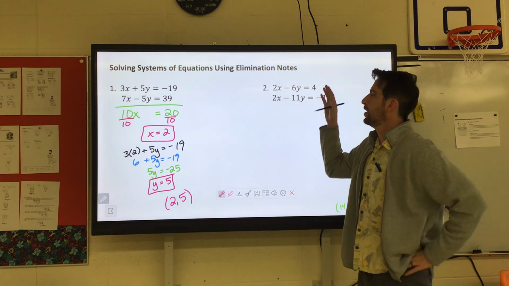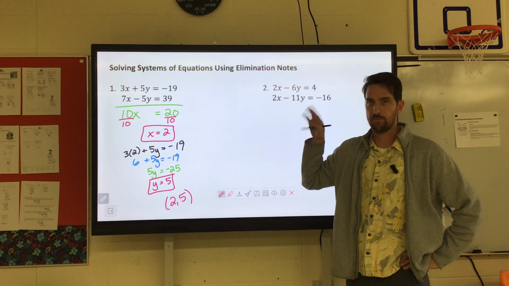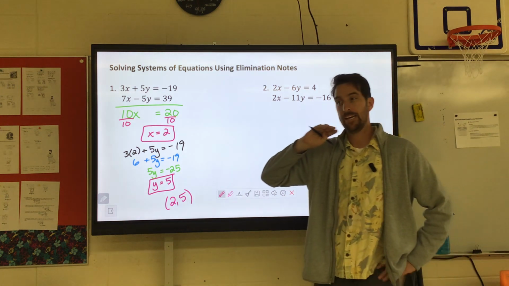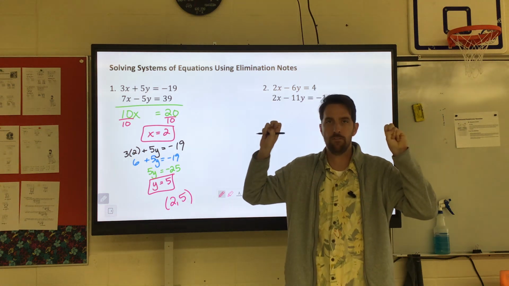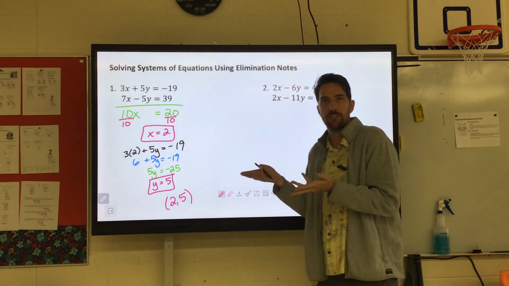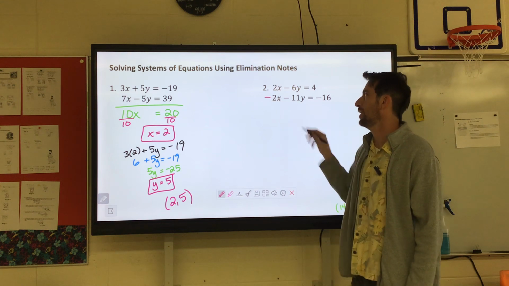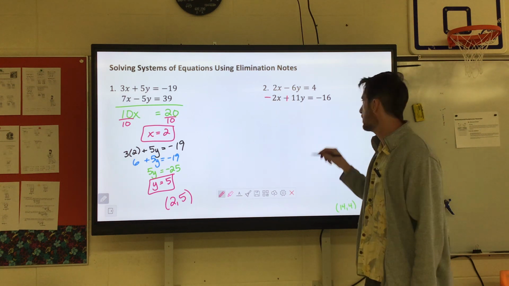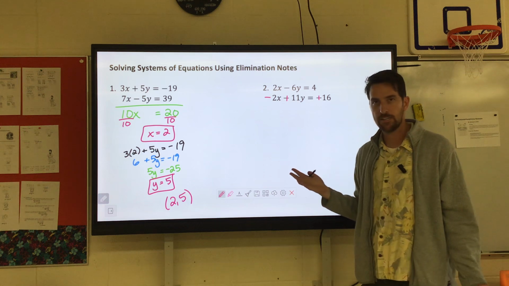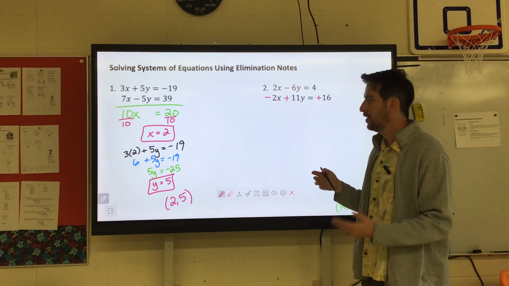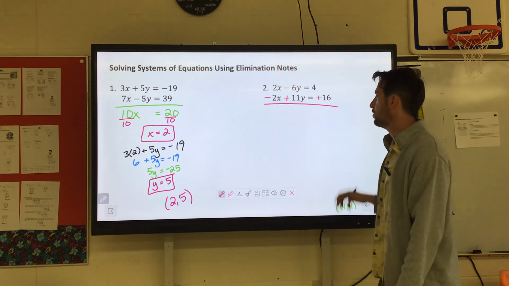So what I do when I have them matched up, but they're both positive or they're both negative, is I just pick one line and I multiply by negative 1, aka I just make everything its opposite. It doesn't matter which line you do it to. Let's say I did it to the second one: negative 2x, positive 11y, positive 16. As long as you're changing the entire equation, you're good. We multiplied the whole thing by negative 1.